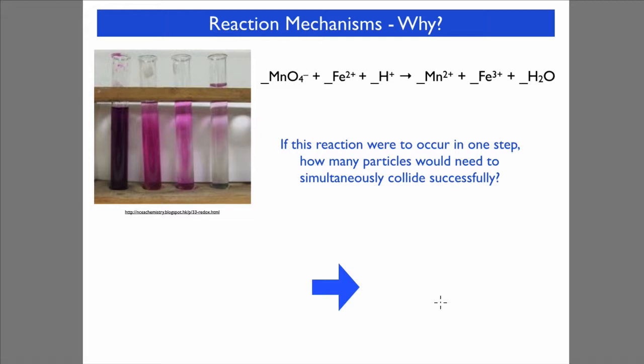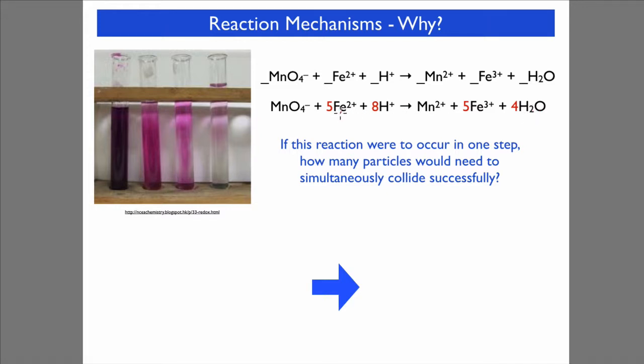Let's have a look at this equation at the top here. We've got a manganate ion reacting with an iron 2 ion and a proton. If we just put in the coefficients, we'll balance that. You can see that if this reaction were to occur in one step, there's going to be a whole many particles that need to hit each other at the same time. I mean, if you think about it, to make water, you'd need 2 of these hydrogens and 1 of these, because that's where oxygen is, to hit each other at the same time to make this.